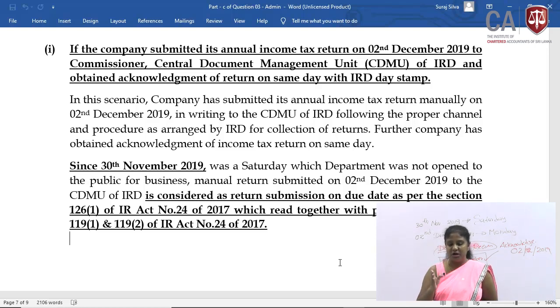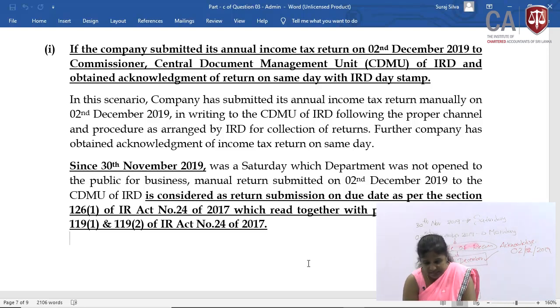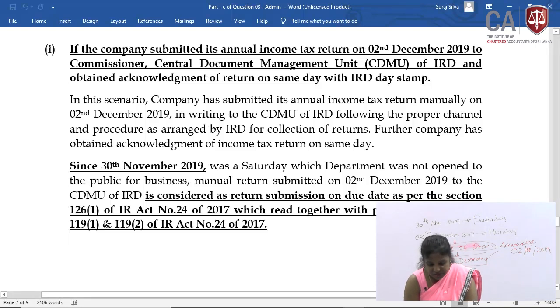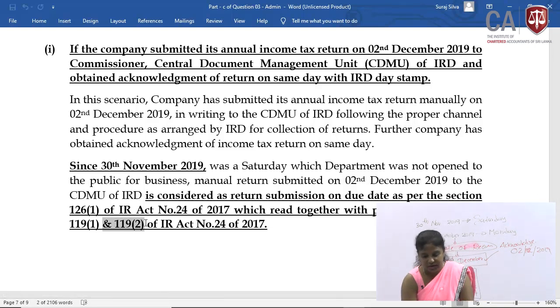126 subsection 1 of the Inland Revenue Act number 24 of 2017, which is read together with the provisions of section 119 subsection 1 and 119 subsection 2 of the Inland Revenue Act number 24 of 2017. Since this is handed over manually, actually section 119 subsection 2 is no need to quote, but section 119 subsection 1 you should quote and write in the answer.